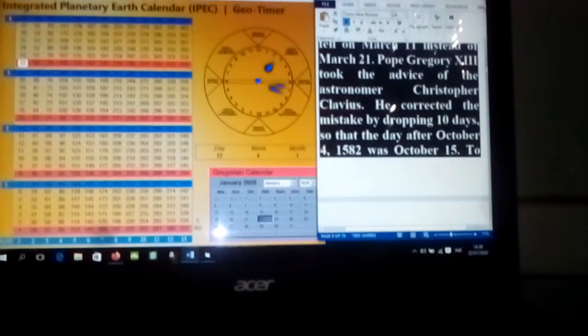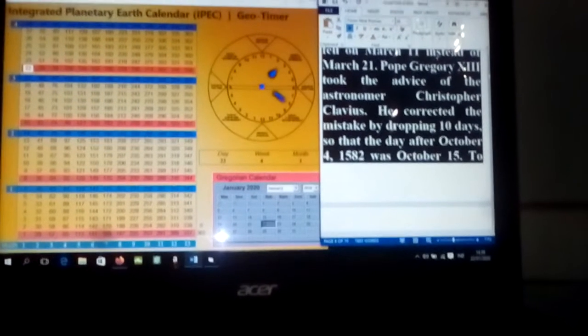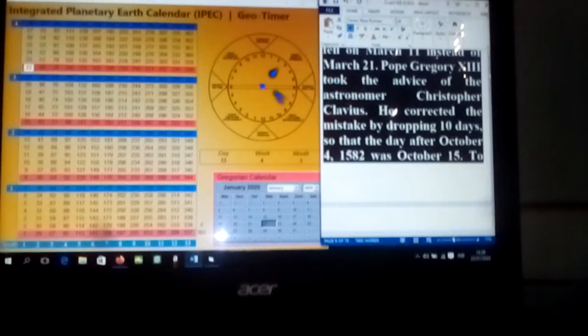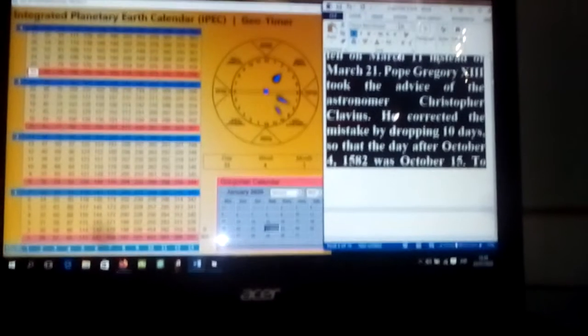Pope Gregory XIII took the advice of the astronomer Christopher Clavius. He corrected the mistake by dropping 10 days, so that the day after October 4, 1582 was October 15.